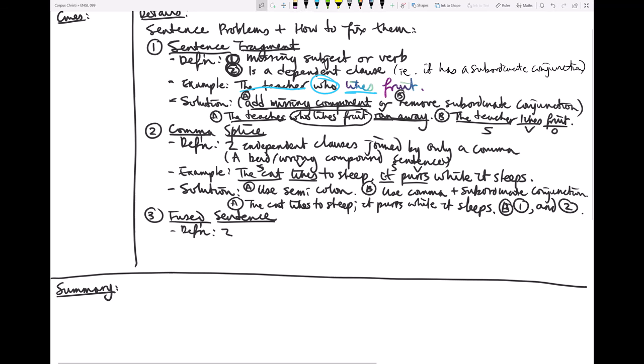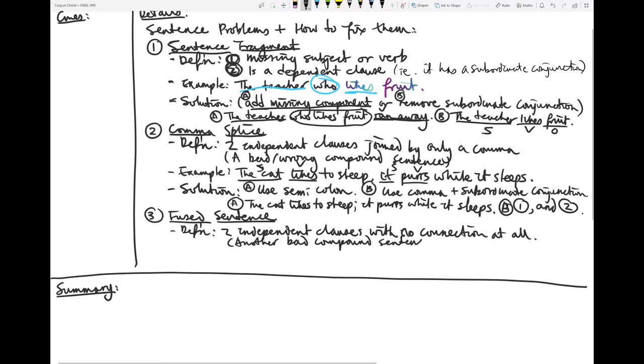So I write the definition again. Independent clauses with no connection at all. Not even a comma. So another bad compound sentence. Okay, now we just need to figure out an example and a solution.